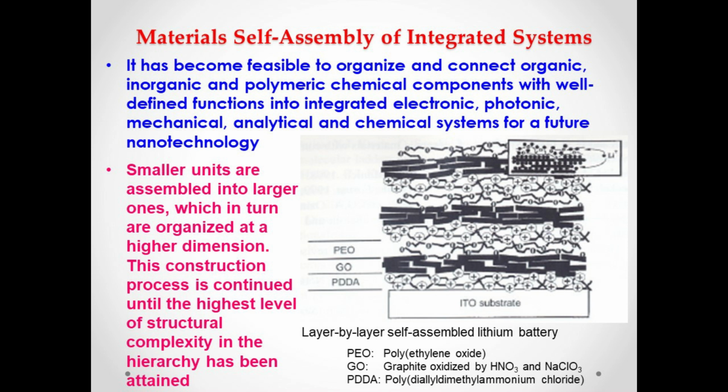So this is how we fabricate a self-assembled lithium battery. We have a few layers there. PEO is polyethylene oxide. GO is graphite oxidized by nitric acid, or sodium chlorate, NaClO3. Another one is the PDDA.